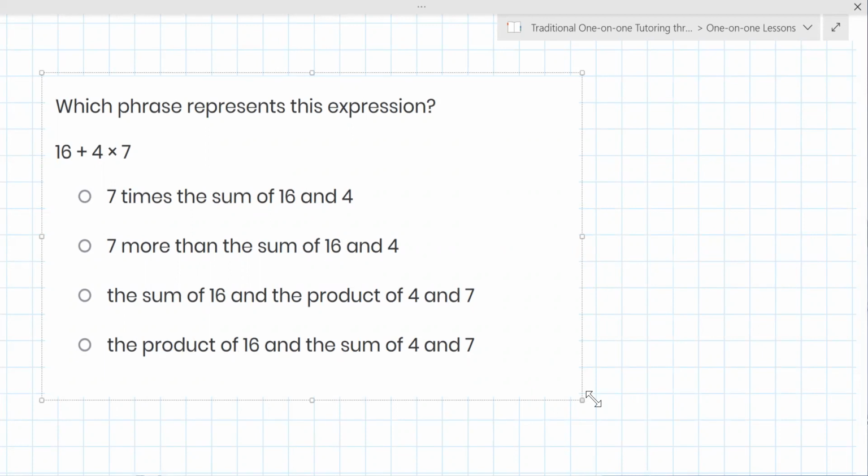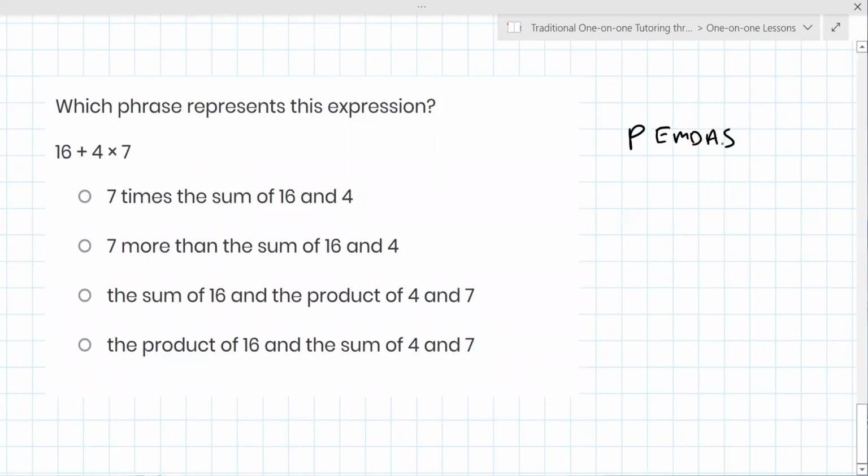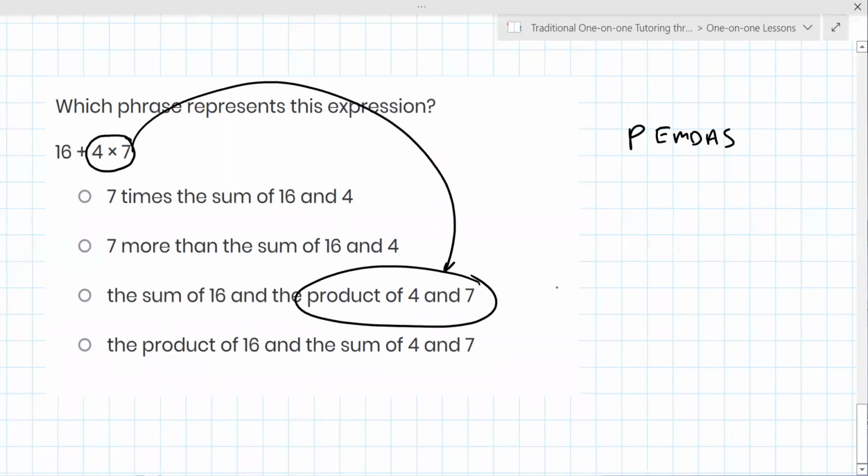In terms of what you would do first, we talked about order of operations, didn't we? Yes. So in terms of order of operations, you would do this part first. So you're looking for something that says the product of 4 and 7. Do any of these say the product of 4 and 7? C. And so it's the sum of 16 and the product of 4 and 7. That sort of gives it away.